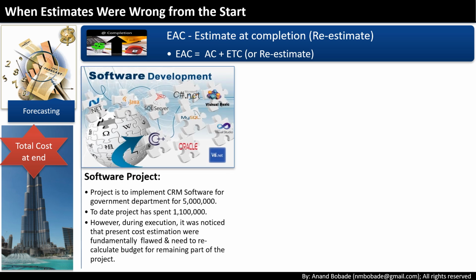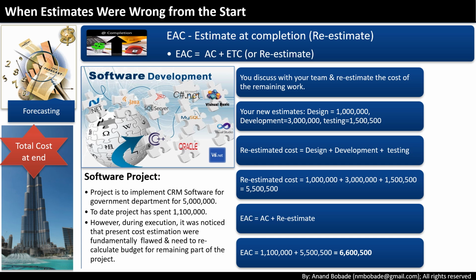Example, a CRM project, BAC is 5M, you've already spent 1.1M. But after reassessment, your team says remaining design, development and testing will cost 5.5M. So, EAC equals 1.1M plus 5.5M equals 6.6M. Takeaway, if the question mentions fundamentally flawed estimates or revised estimates, use this re-estimation formula.